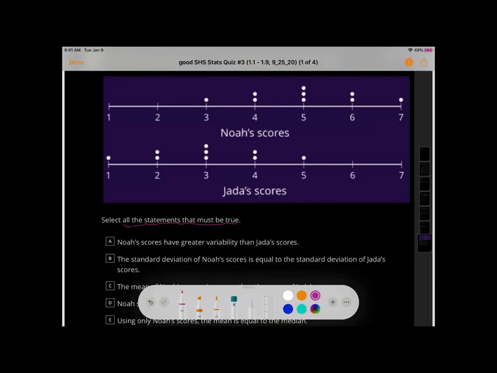There could be multiple statements here. Let's do the first one. Noah's scores have greater variability. Remember, variability is your spread.